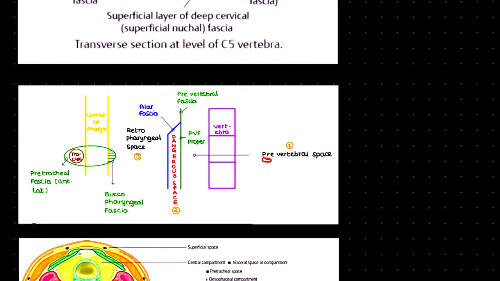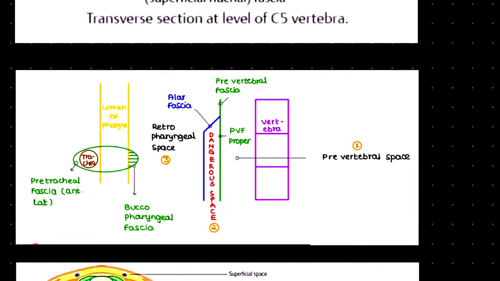So what we can say is this pre-vertebral space is between the pre-vertebral fascia proper and the vertebra. Now between this pre-vertebral fascia proper and our alar fascia, we have the danger space. Now this danger space is present within the pre-vertebral fascia only, right?